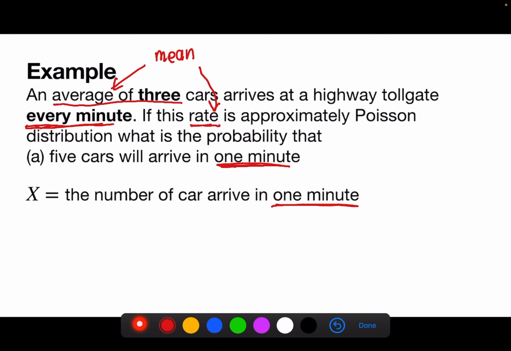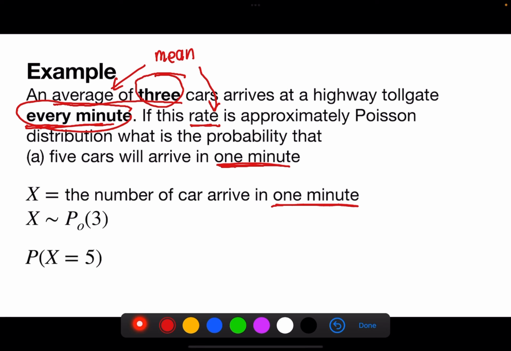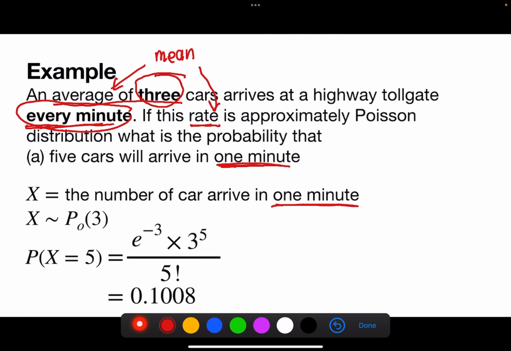So what is the mean? 3 is for 1 minute. Every minute means 1 minute. So x has Poisson distribution with mean 3. So the question asks, what is the probability that exactly 5 cars? Probability of x equals 5. Press the calculator, then you're going to get 0.1008. Table can. Okay. X greater than?